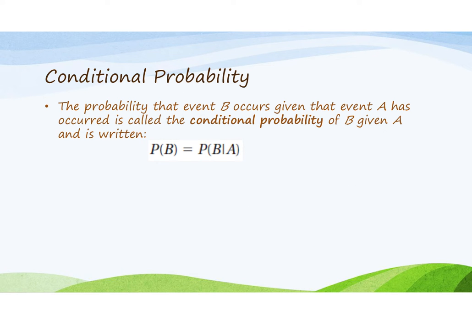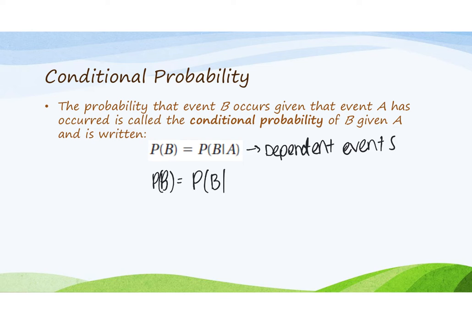Okay. Conditional probability, okay? The probability that event B occurs, given that event A has occurred, is called the conditional probability of B given A, and is written probability of B given A, okay? This is what we're going to use for dependent events. Is that a slash mark in between the B and A? Correct, okay? I'll write it down here. It's probability of B given A, written as the probability of B with a line, almost like an absolute value sign, and then A.